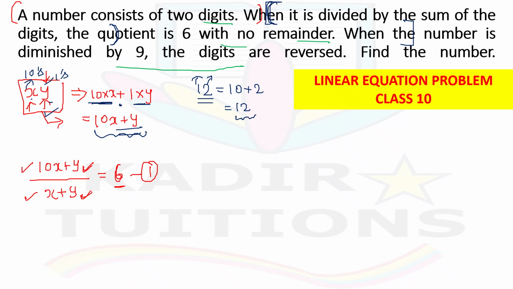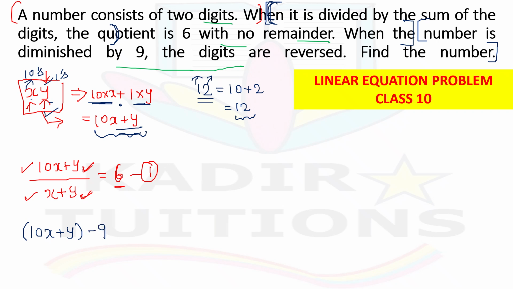Now we'll read the third statement. What is our third statement? When the number is diminished by 9, the digits are reversed. What is the meaning of this? What is the meaning of diminished? It's nothing but decreased. So what is our number? The number is 10x plus y. Now we are going to decrease this number by 9.